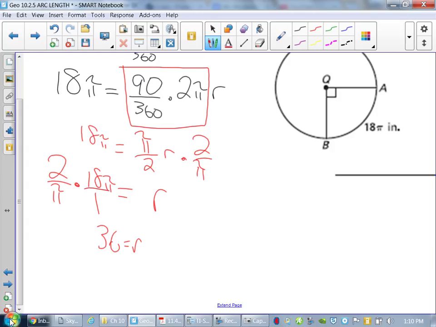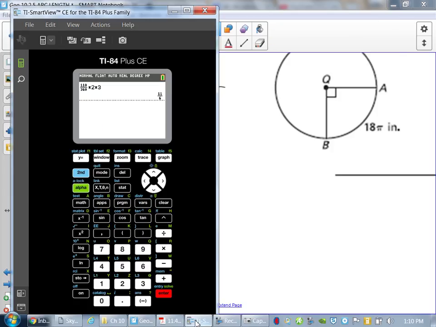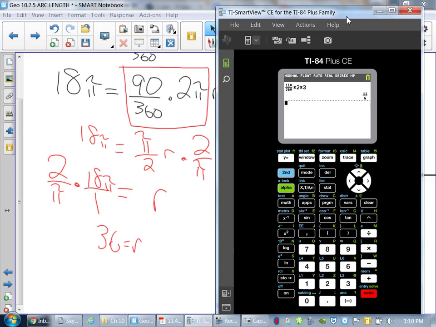If you are unsure on how to do that, you could still press buttons in said calculator. Make the fraction 2 over pi, and multiply that by 18 pi, and you'll get the same thing. There is no excuse not to get these things correct because you have a calculator.